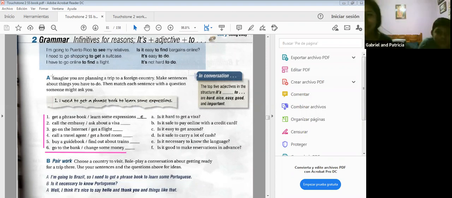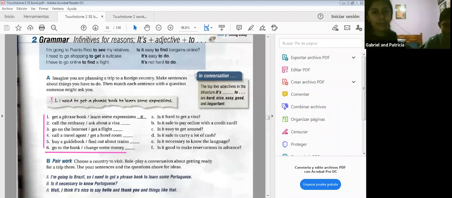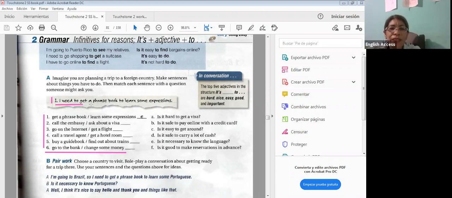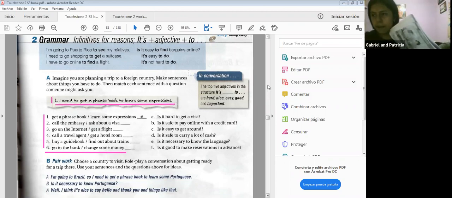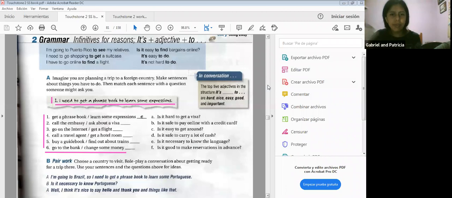You have the example here. I need to get a phrase book to learn some expressions. Okay, here you have the example. Number one, I need to get a phrase book to learn some expressions. For example, number two. How can you do number two? I need what? What is the number two?